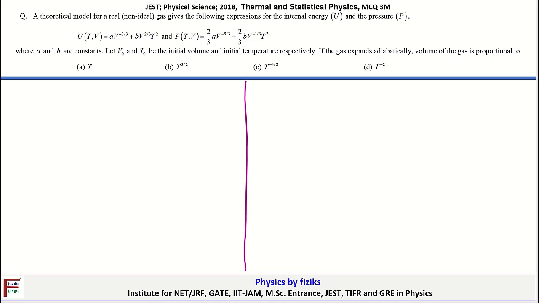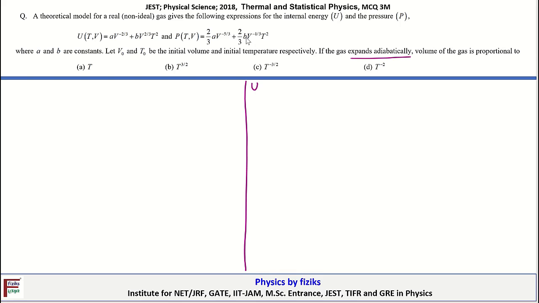The statement is, a theoretical model for the real non-ideal gas gives the following expression for the internal energy U and pressure P. So we are given two expressions for U and P in terms of parameters A and B. Here A and B are constants. Let V0, T0 be the initial volume and initial temperature respectively. If the gas expands adiabatically, which is a condition valid for the expansion of the given gas, the volume of the gas is proportional to... So we have to find the appropriate relationship that connects the volume and temperature of the gas. Let's continue with the information that's given to us.